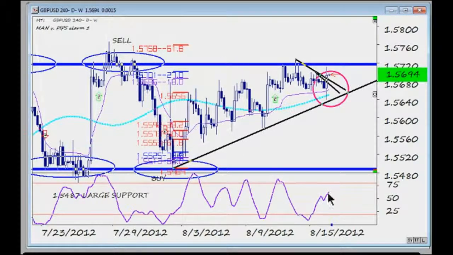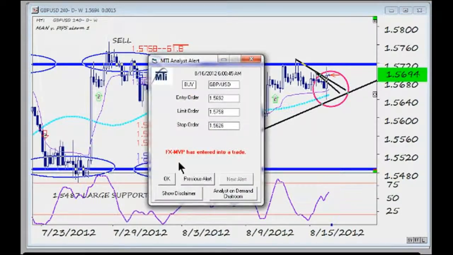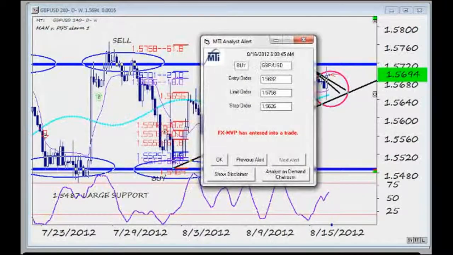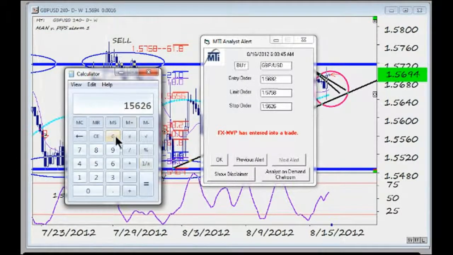My stochastic RSI field gauge is still pointing bullish. We're in the buy zone. D extension is set for 157.58. So again, that's about approximately, well, let's not be approximate. Let's actually do the math here with our calculator and see.